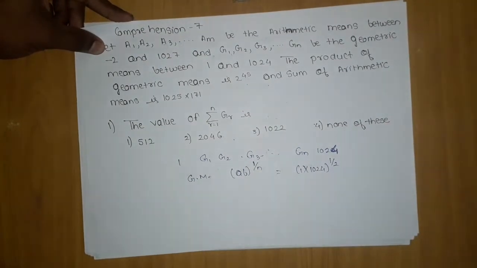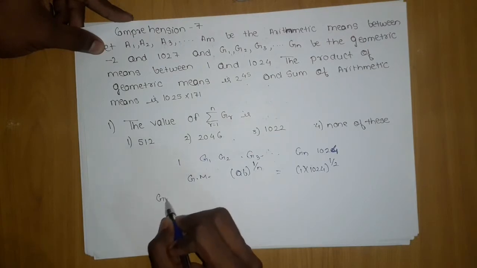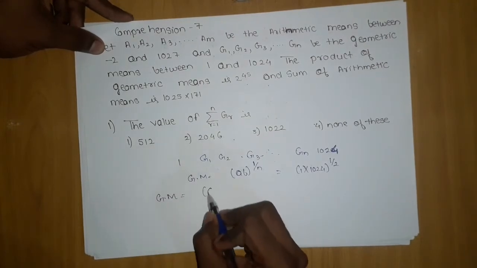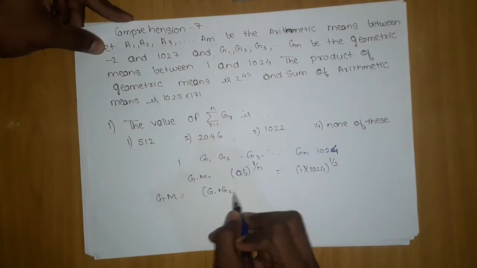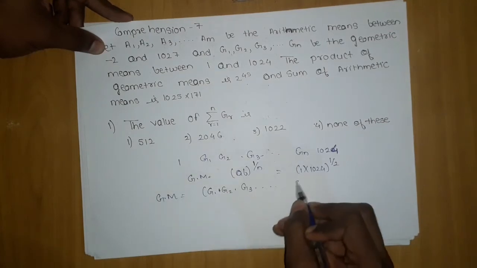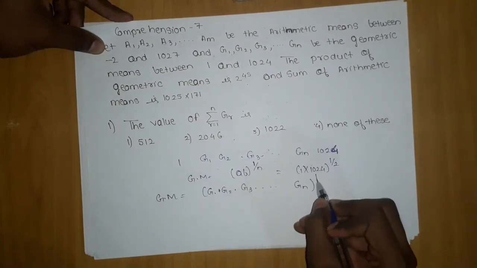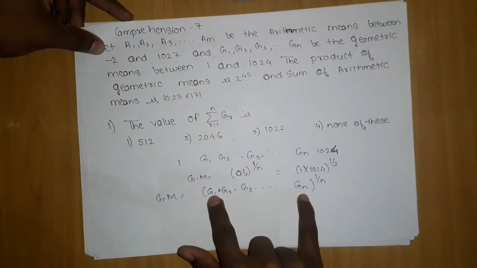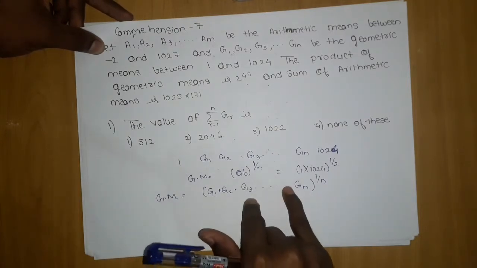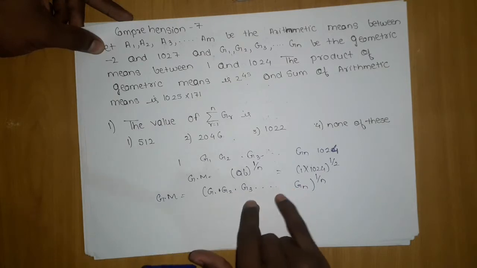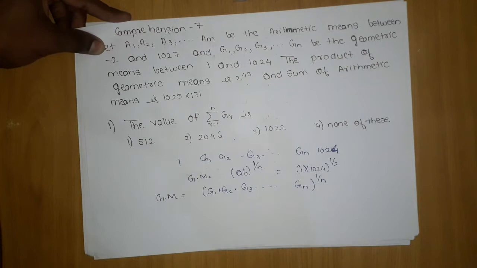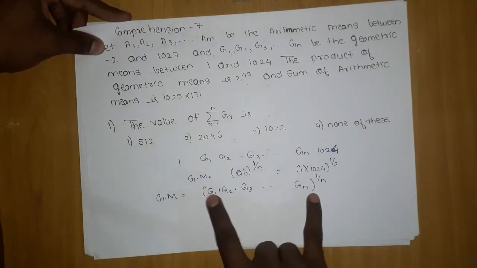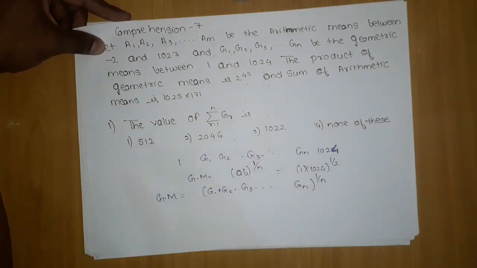The gm can also be equal to g1 into g2 into g3 and so on till gn, to the power 1 by n, as there are n terms. On what basis have we taken them? If I take this term and this term, the subscripts add to n plus 1. Just before one, n minus 1 plus 2 is n plus 1, n minus 2 plus 3 is n plus 1. So all these terms satisfy the condition, and the product of all the terms to the power 1 by number of terms gives me the gm.